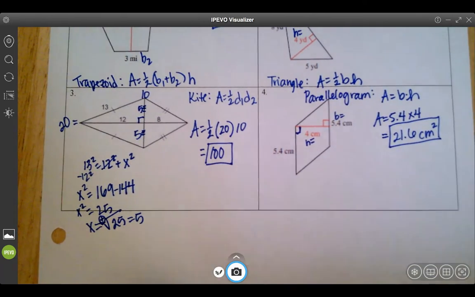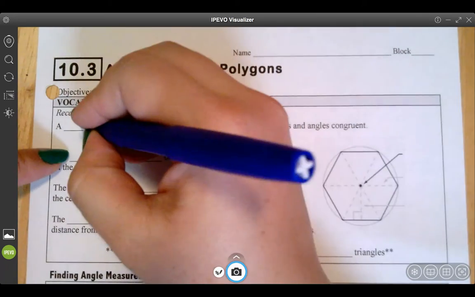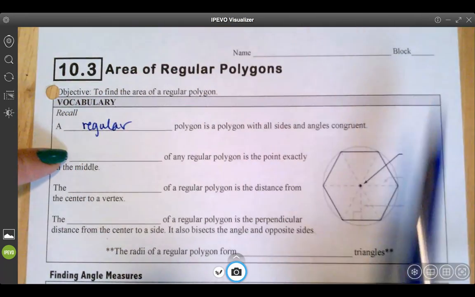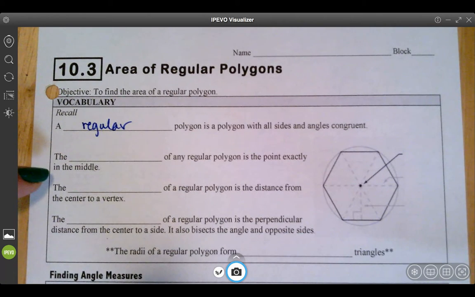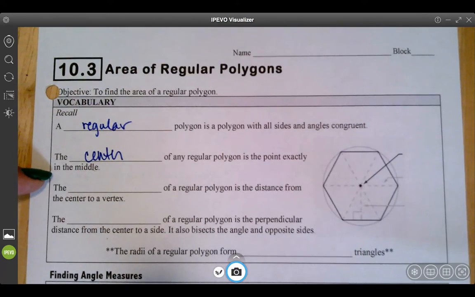Let's take a look at section 3. In section 3, we're looking at the area of regular polygons, and this leans very heavily on the area of triangles specifically. So to find the area of a regular polygon, we first have to recall some vocabulary. A regular polygon is a polygon with all sides and angles congruent. We're also going to use some new vocabulary, where the center of any regular polygon is the point exactly in the middle. Think about when we were doing our construction, we started with the center of a circle and then we created the polygon around that center.